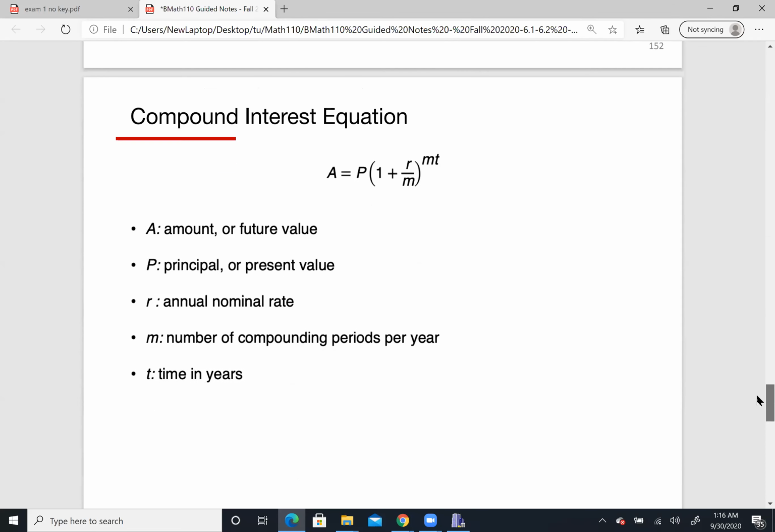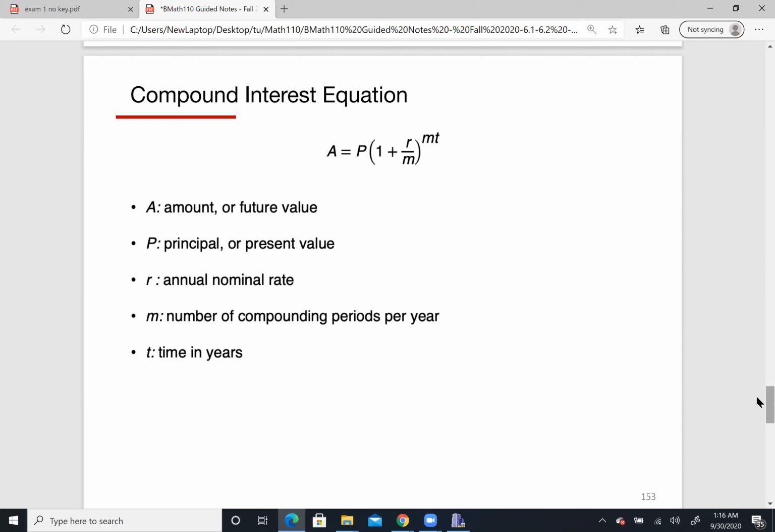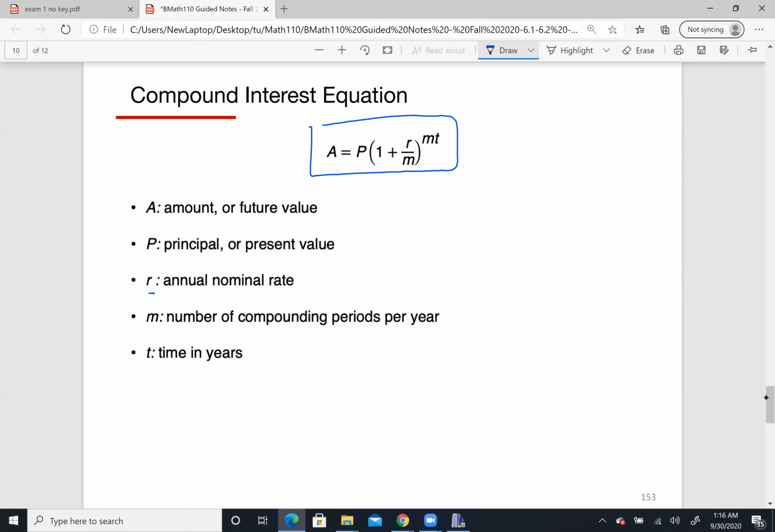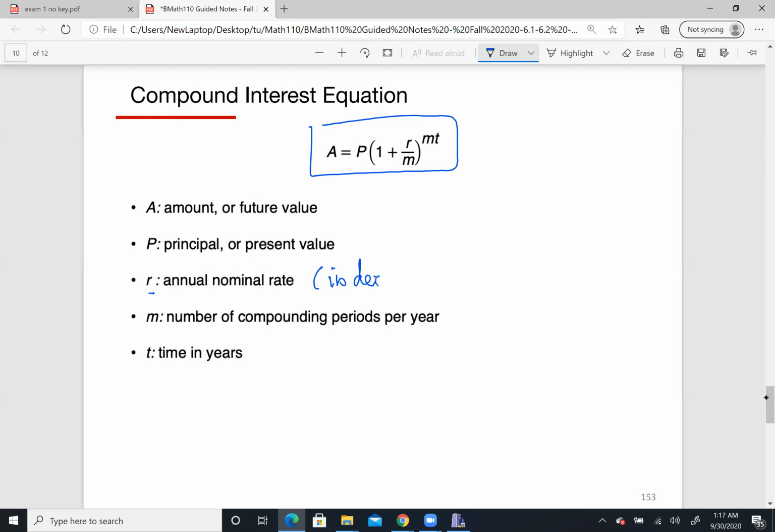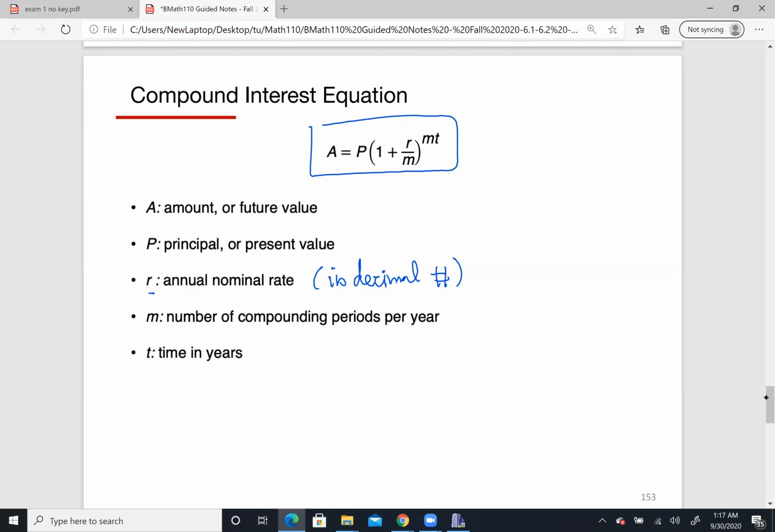Now we have the formula for the compound interest equation: A equals P times 1 plus r over m, inside parentheses, to the power mt. A is the future amount, and P is the principal amount. r is the annual nominal rate, and make sure it's in decimal. m is the number of compounding periods per year.